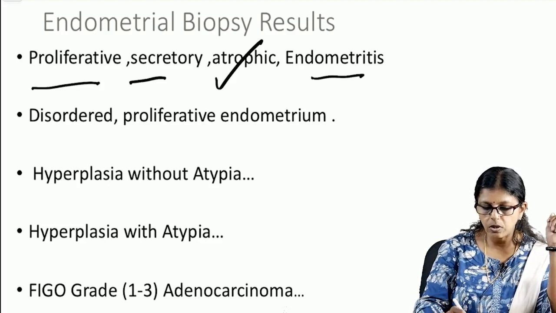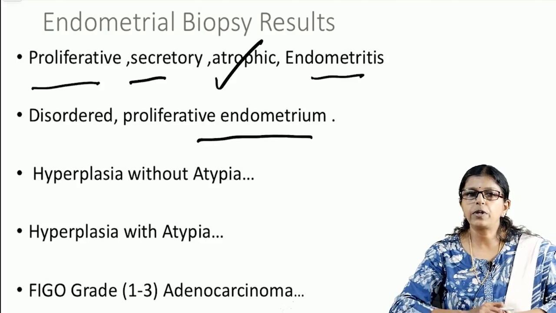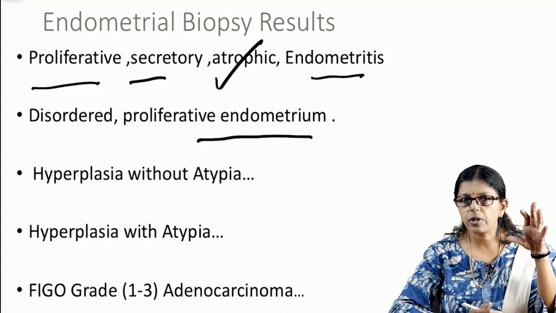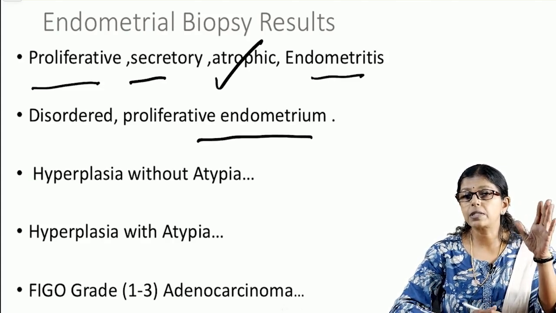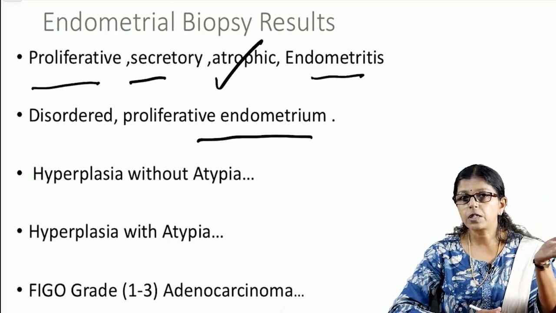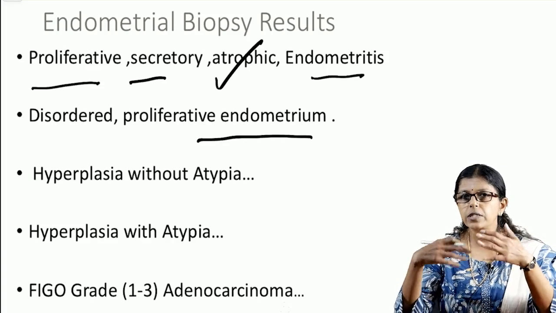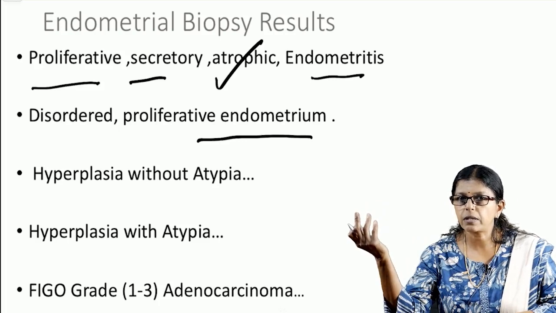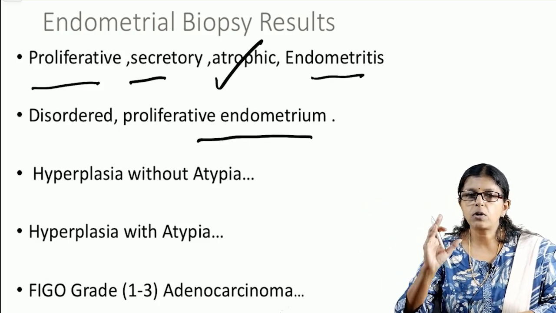You will get what is called disordered proliferative endometrium. What does that tell you? Again, it is similar to your proliferative endometrium in the sense there is no ovulation. But there is proliferation which is really a little bit disordered. And if you leave it like that, soon it's going to go into hyperplasia. So if you find that there is disordered proliferative endometrium, again you need to treat.